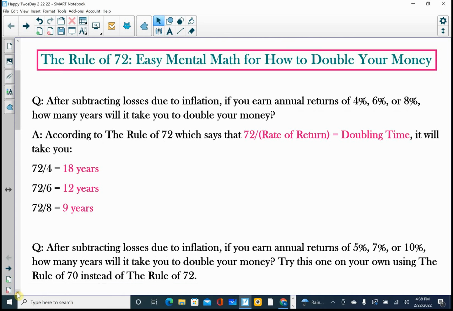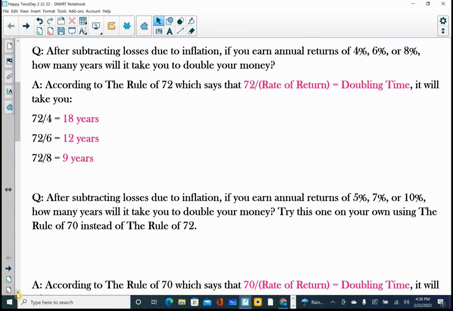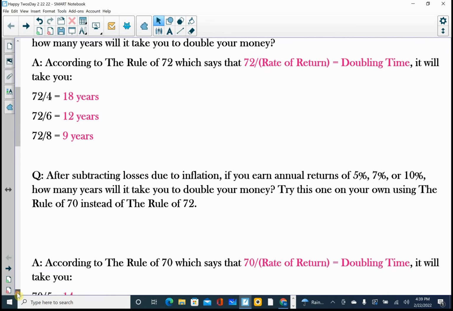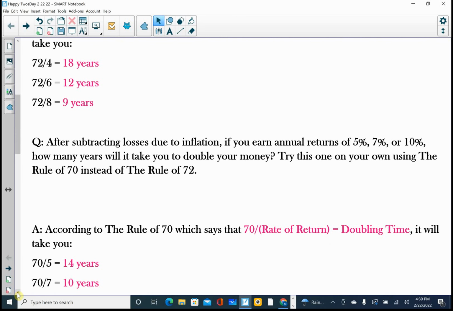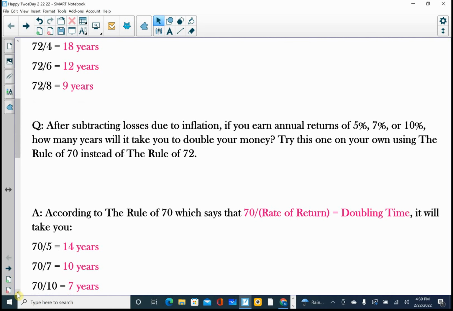Okay, let's see how you did. According to the rule of 70, you just divide 70 by your interest rate or rate of return, and that will give you the doubling time. In the first example, 70 divided by 5 will take you 14 years to double your money. Similarly, 70 divided by 7 will take you 10 years if you're earning 7%. And if you're earning 10%, you'll have 70 divided by 10, and it'll only take you 7 years to double your money.